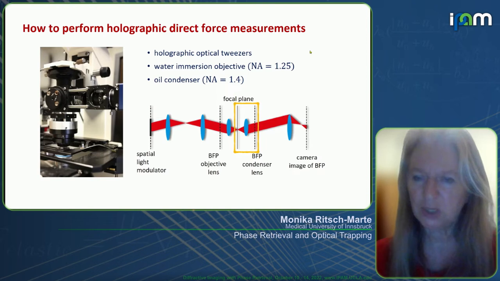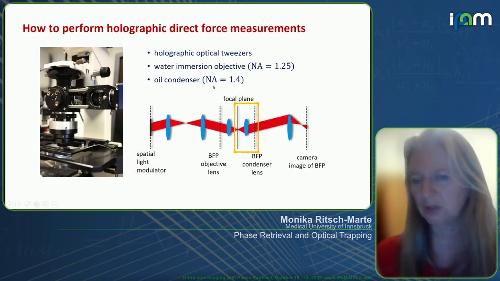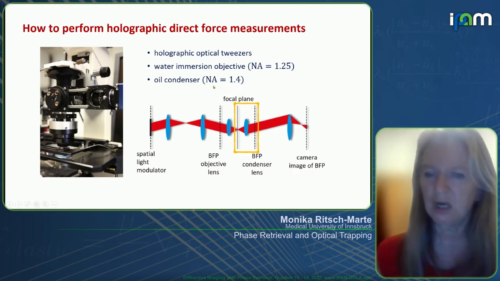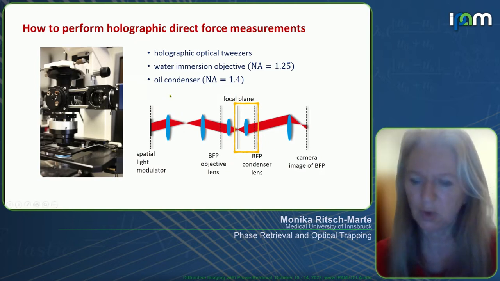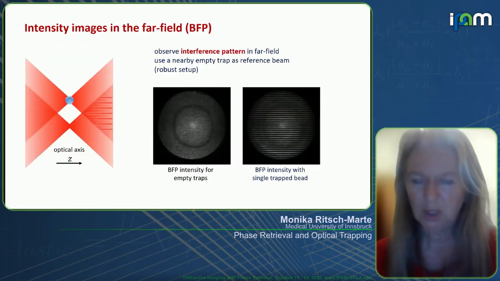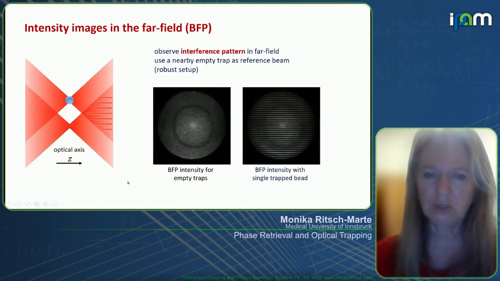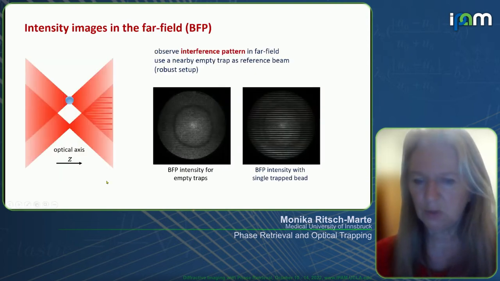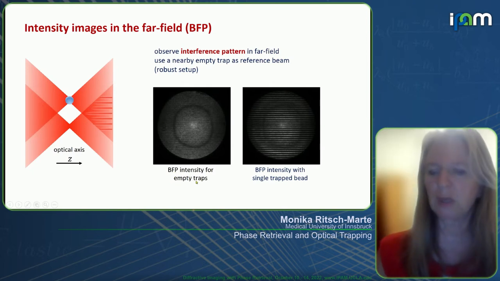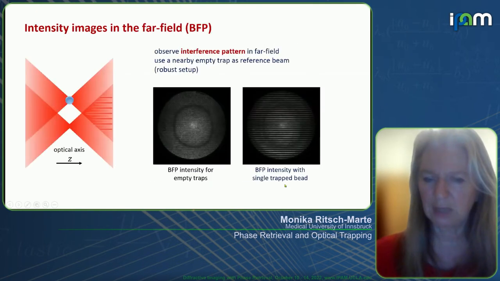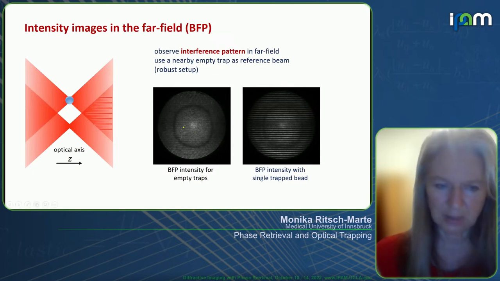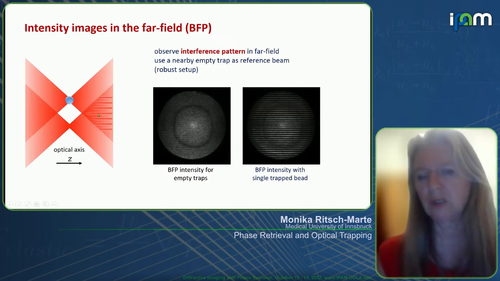And you can see these objective lens and oil condenser lens, they are high NA. They have a really high numerical aperture, meaning they're high quality lenses, which also cost a little bit, of course. Now, the intensity images that we get, these are two examples here. This is a back focal plane intensity pattern for an empty trap and how it changes when a single trapped bead is scattering the light, and we get an interference in the overlap.